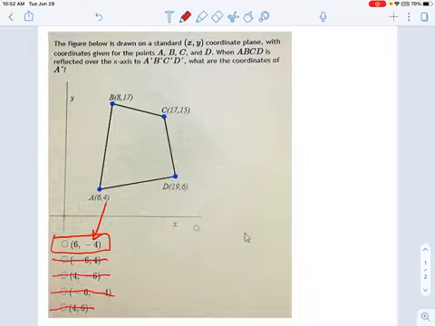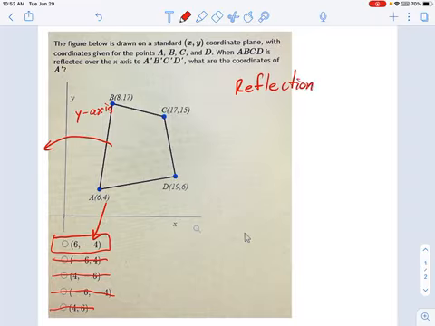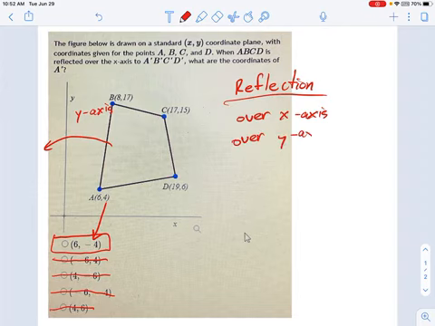Now, if instead you were told that it was reflected over the y-axis instead of the x-axis, that would just be the same sort of thing, except you're sending it this way. And another type of reflection, there's 3 reflections that you might see in these sorts of problems. You have over the x-axis, you have over the y-axis, and you have something called over the origin, or sometimes it's called across the origin.